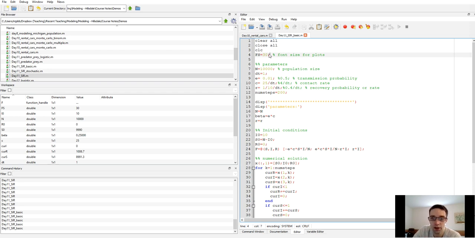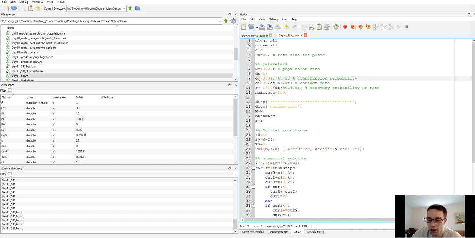Then we'll start off by defining some parameters. Here I'm defining a population size of 10,000. So we're going to imagine studying some sort of small town, like, say, Hillsdale, where the number of people is 10,000. We're going to use a single day as our time step, and we're going to define some parameters.